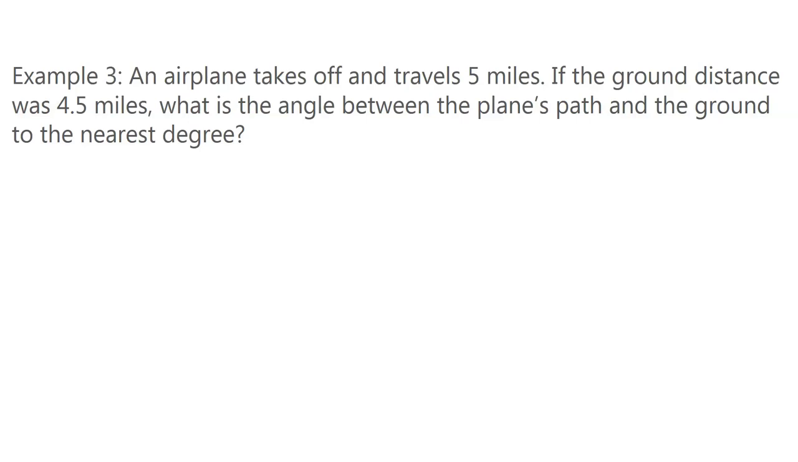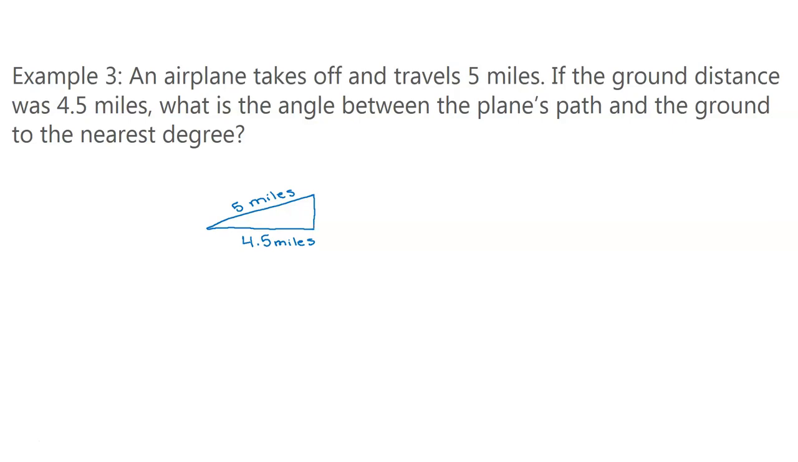Now for example 3, an airplane takes off and travels 5 miles. If the ground distance was 4.5 miles, what is the angle between the plane's path and the ground to the nearest degree? And we don't have a diagram here, so we'll draw one ourselves. So here's the ground, and then here's the plane taking off. Now the ground distance says it was 4.5 miles. And the plane traveled 5 miles.